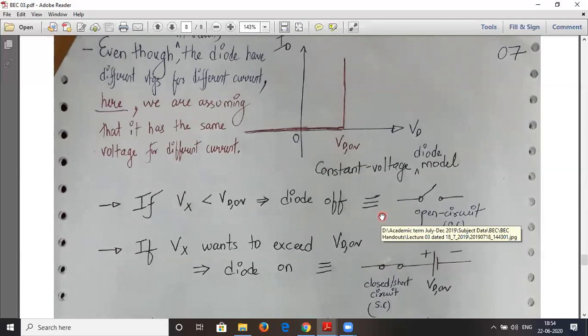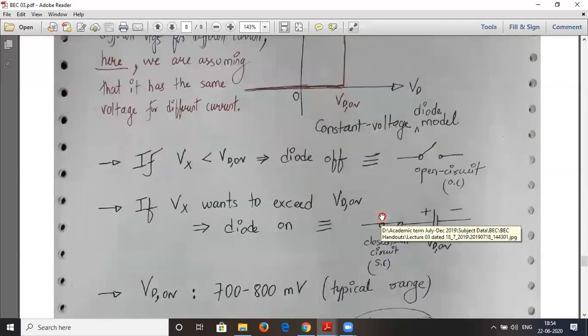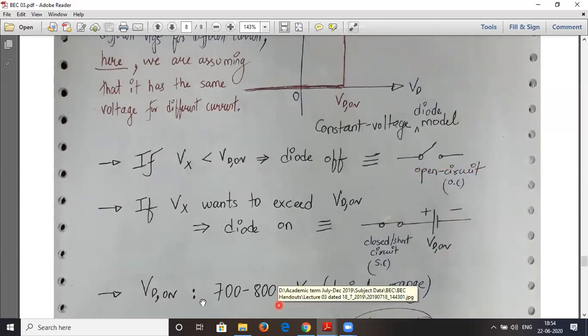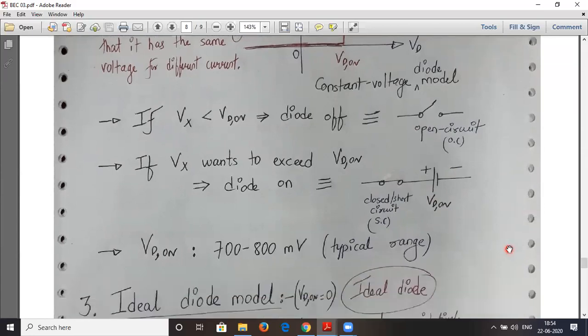So please remember this, for every diode, we have to replace it like this. If it is on, we have to replace it by a short circuit and a supply VD on, representing that the diode is on. And if it is off, then we have to represent it by an open circuit. And typically, the value of VD on is between 0.7 to 0.8 volts.